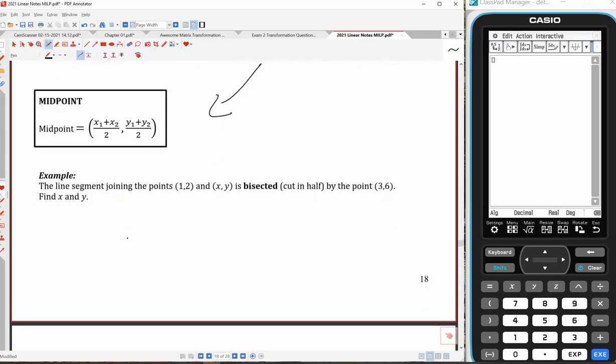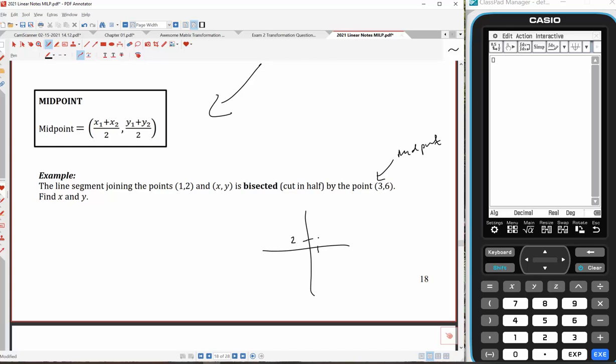Right, so here's an example. Find the point such that the line segment joining the points 1, 2 and another point x, y is bisected, or cut in half, by the midpoint. So the midpoint is 3, 6. Find x and y.